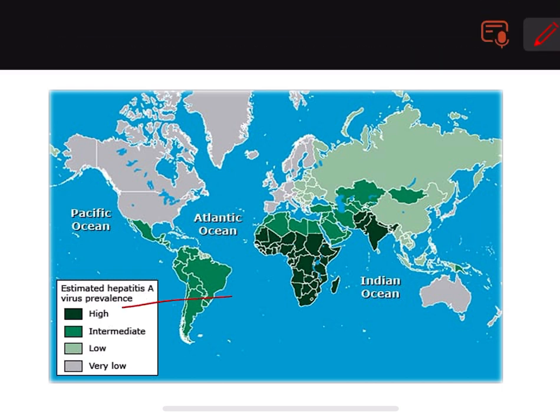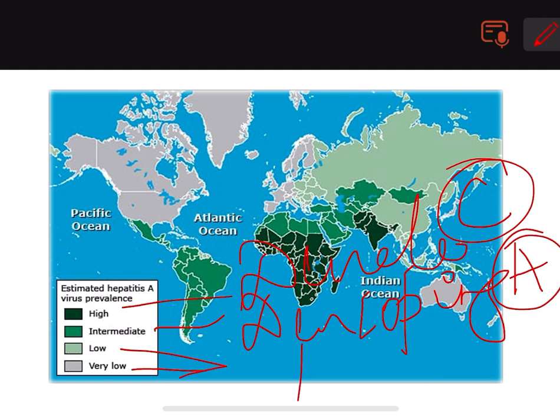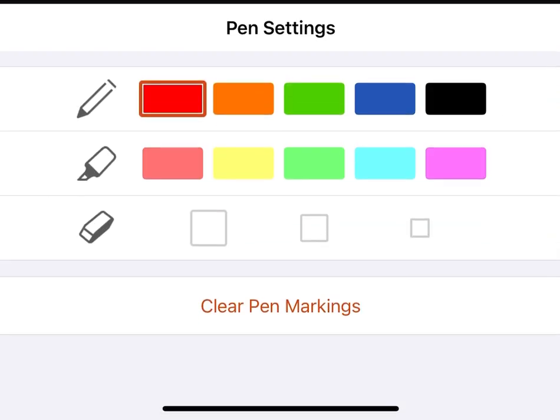Is it clear? High in developing countries, where children are affected, and intermediate is also in developing countries, where they have variable sanitary conditions leading to incidence in adults. High is commonly affecting the children, and low and very low is seen in developed countries. The developed countries will have good sanitary conditions and good hygiene conditions, so the infection rate will obviously be low in these countries. Is it clear?